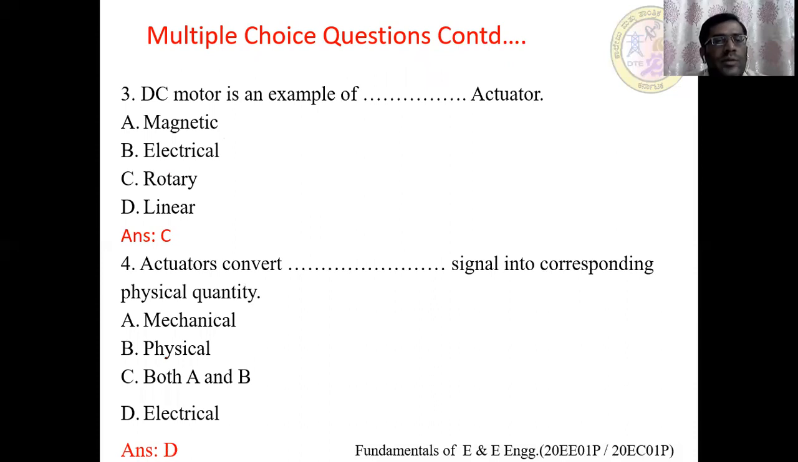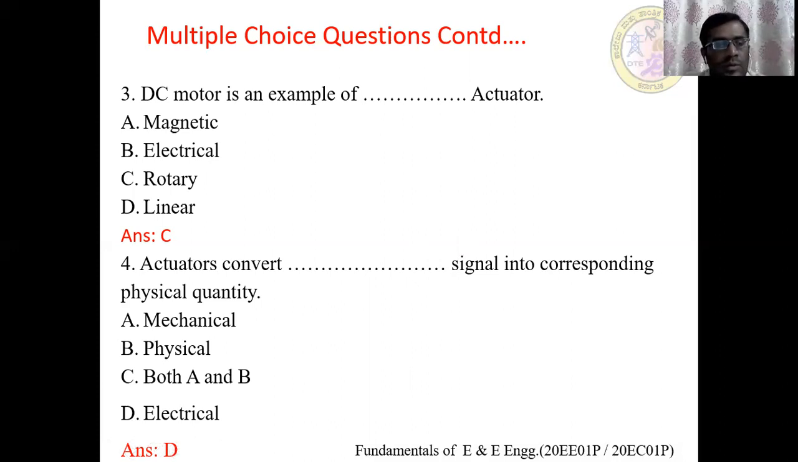Next question. DC motor is an example of dash actuator. DC motor rotates for 360 degrees, so it is an example of a rotary actuator. The options are magnetic actuator, electrical actuator, rotary actuator, and D, linear actuator. Since the DC motor rotates for 360 degrees, it is a rotary actuator. The answer is C.